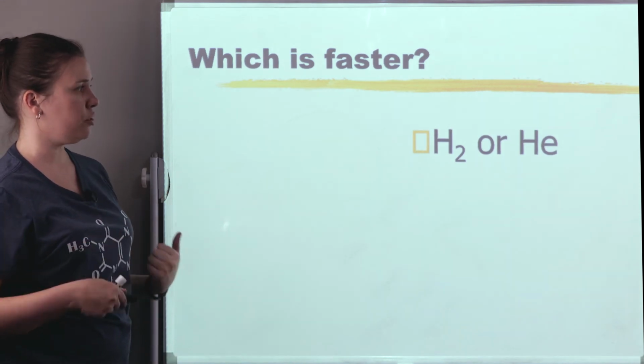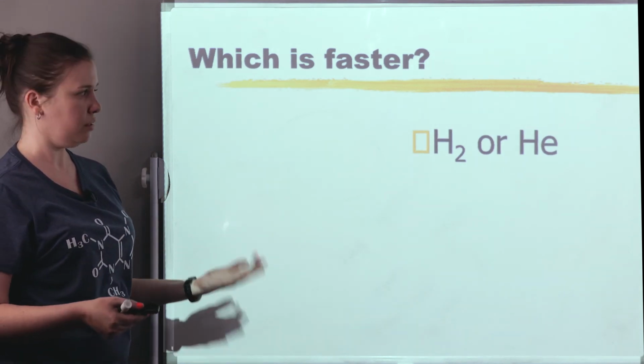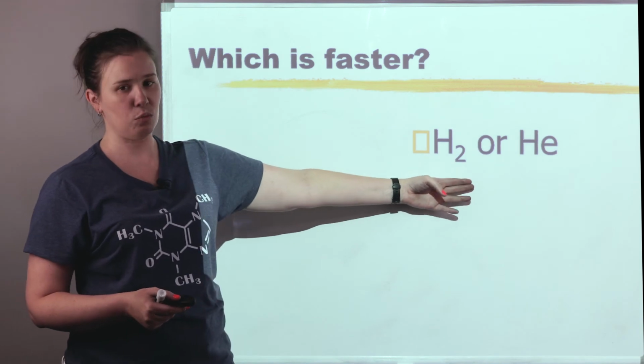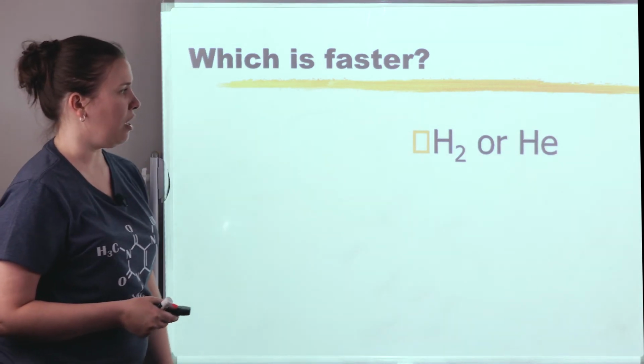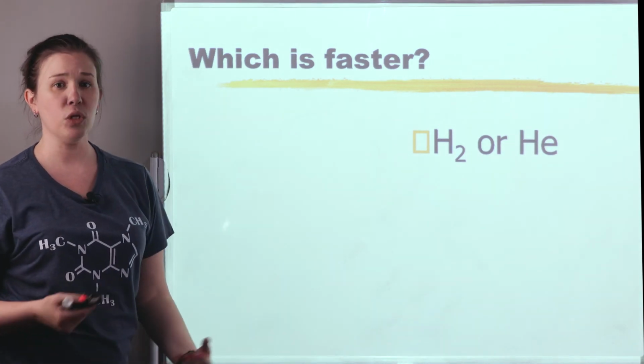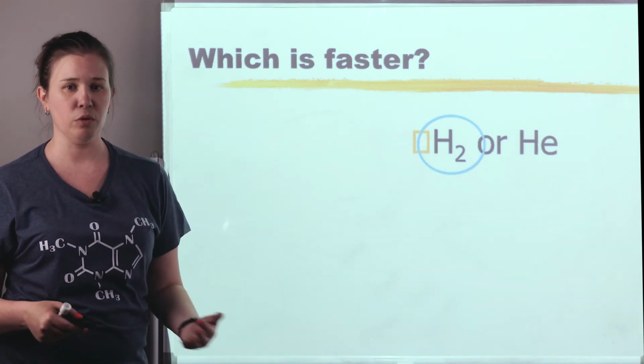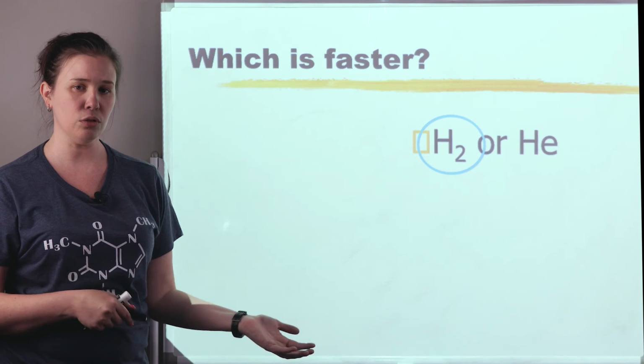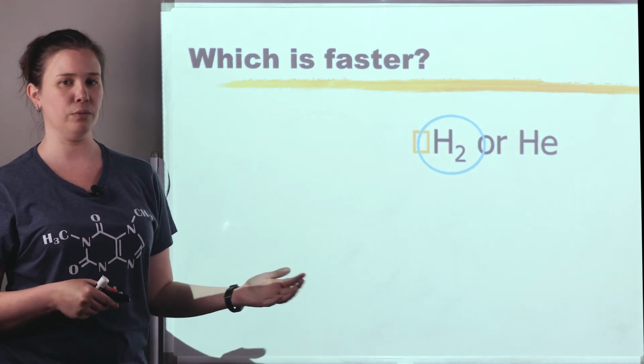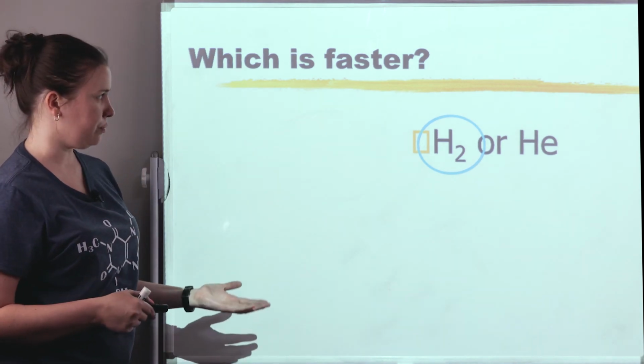So let's use hydrogen gas versus helium gas as an example. And remember that hydrogen is one of our diatomics. So we have H2 versus He. Which one will move faster? The H2 would move faster with a molar mass of 2.02 as opposed to helium's 4.00. So it would move faster.